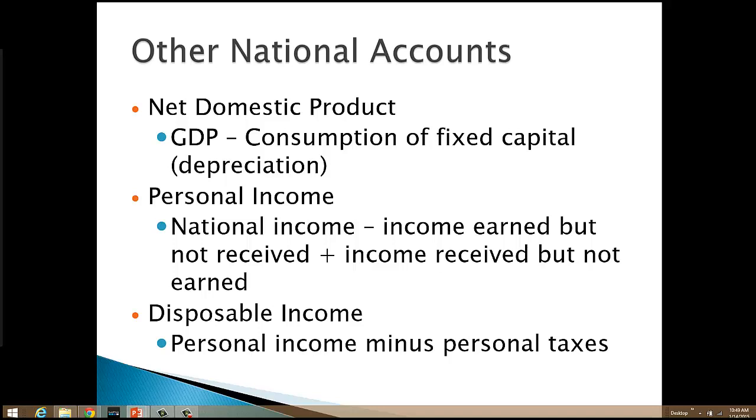Disposable income is also known as spendable income. It's what you have left to spend after taxes are taken out. So it is personal income minus personal taxes. This is the one, as I say, that's going to come up a lot in the next few chapters. So make sure that you are familiar with that one and commit that one to memory, because it's going to come back to haunt you.